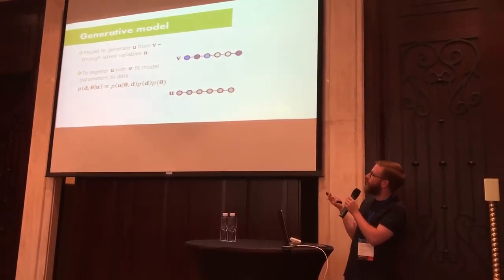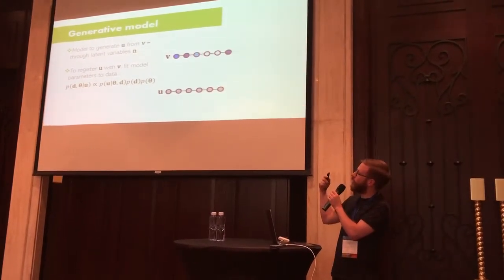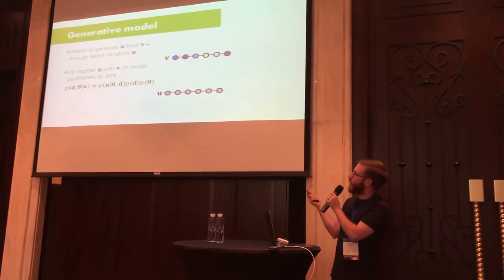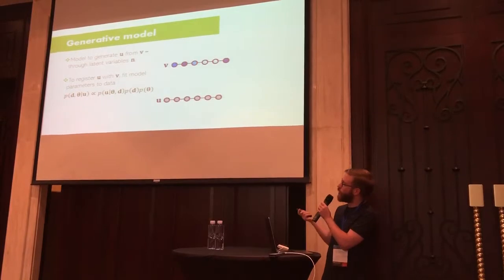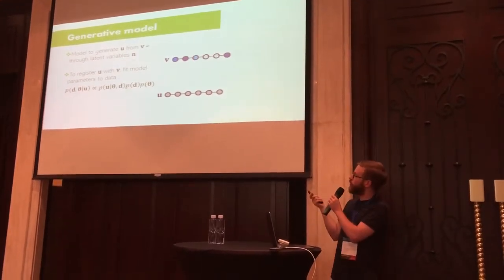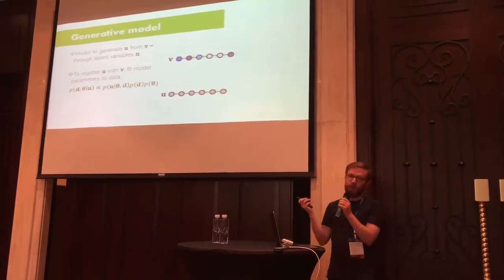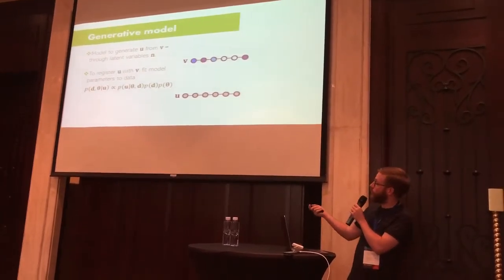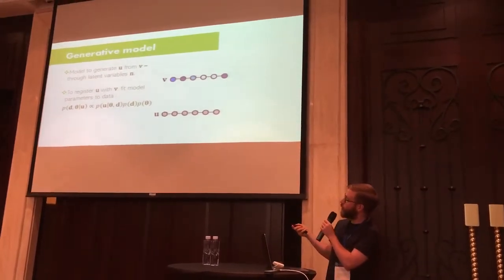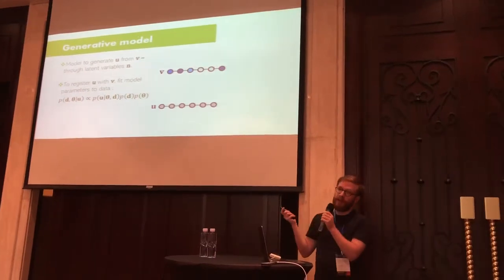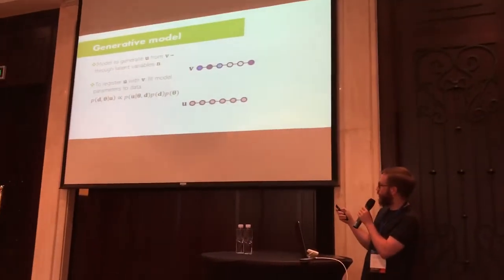We want to create a model to generate U from V, and we use latent variables n to do this. Once we have created the model, we register U with V by fitting the model parameters to the data. And here I'm showing the posterior of the model parameters. We have a deformation field D and an intensity parameter, or intensity parameters, in theta.